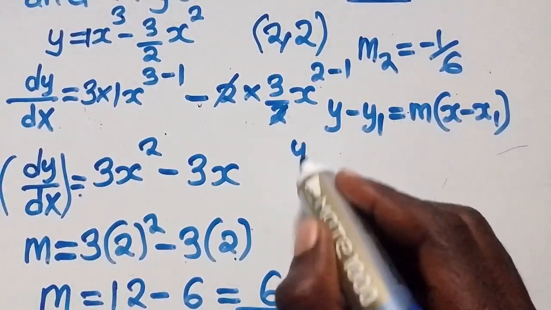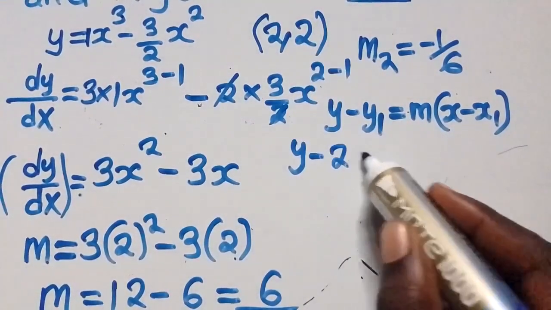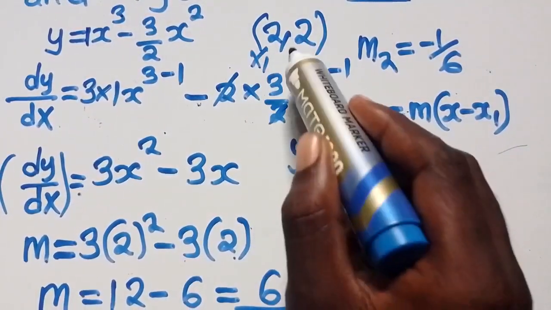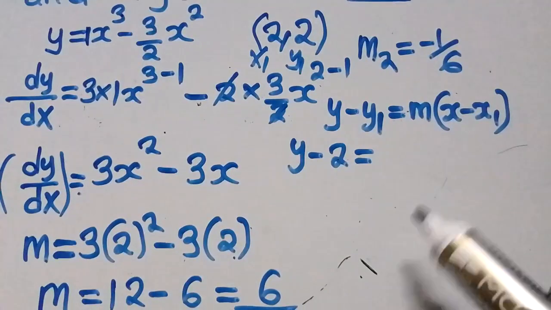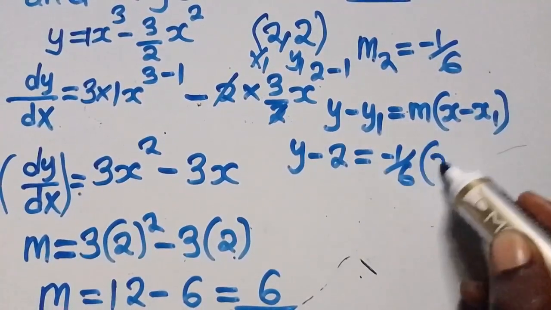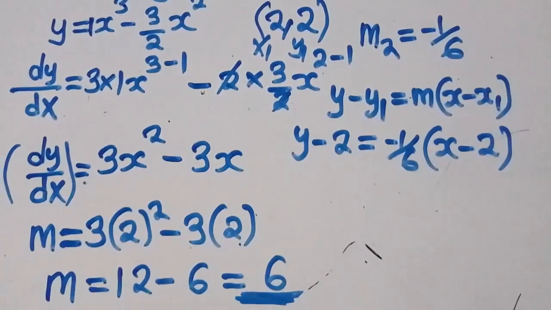I say y minus, what is my y1? 2, which is equal to, so this one is x1, y1. They are going to maintain. So what is my gradient? Negative 1 over 6. X minus, what is my x1? It is 2. Then I start substituting now.